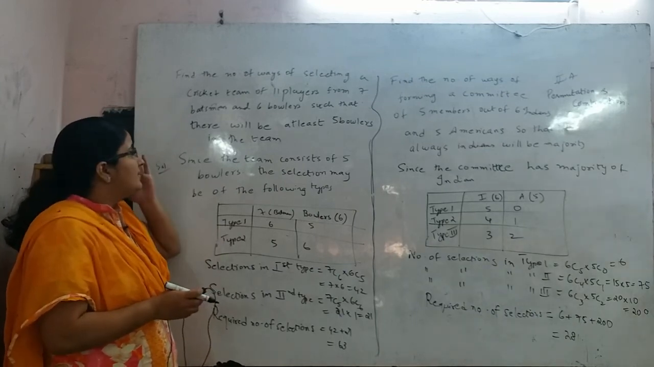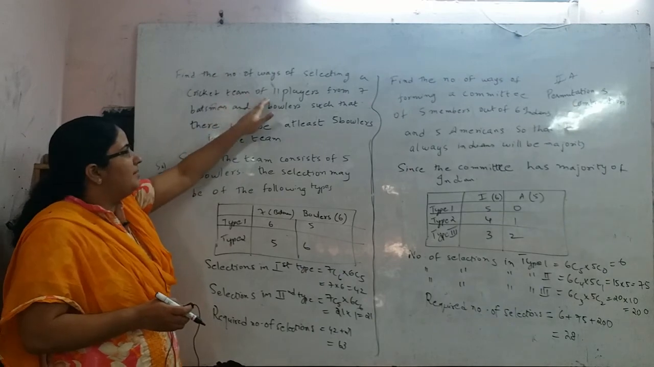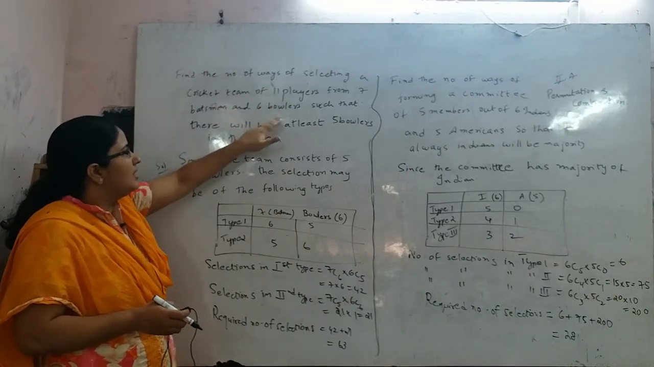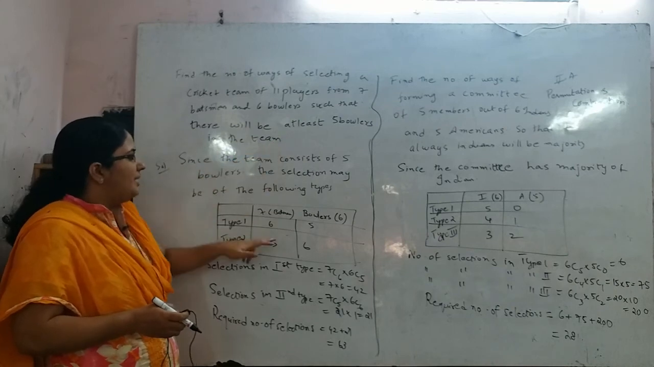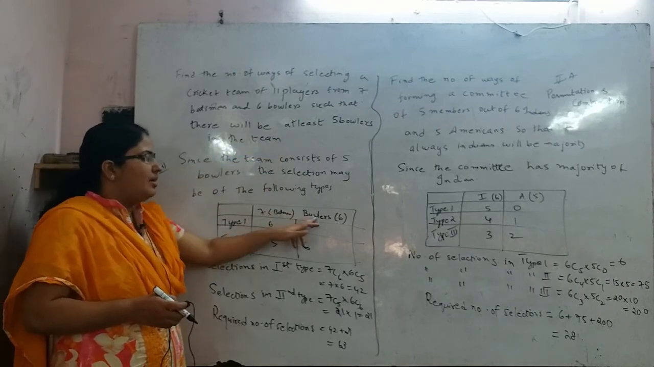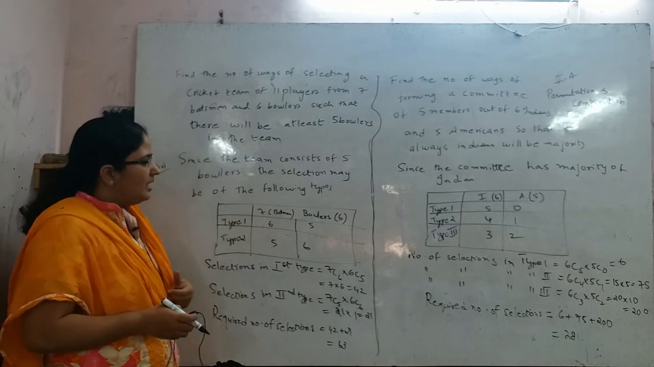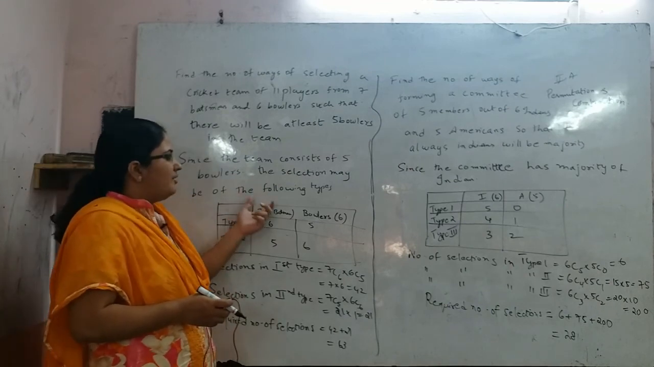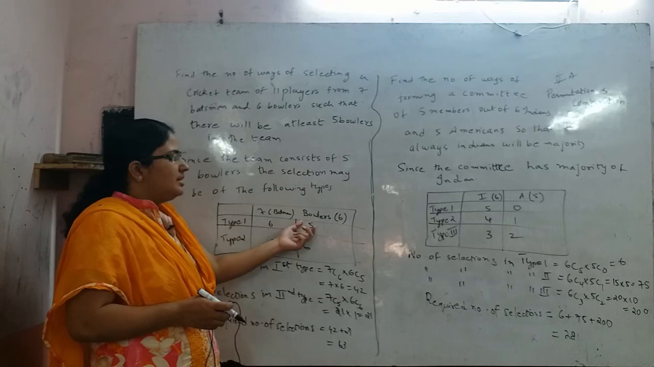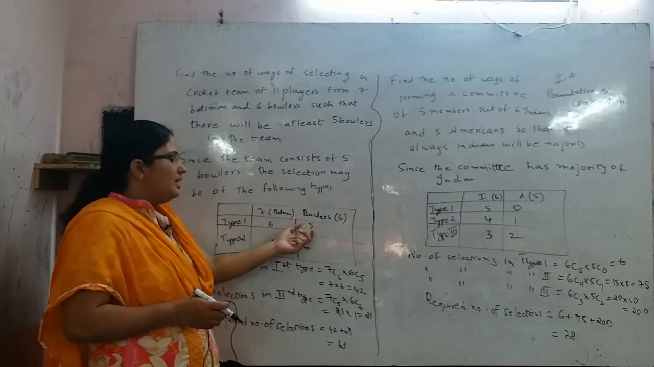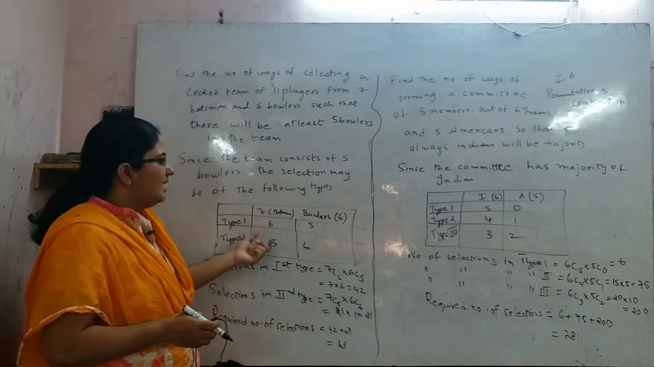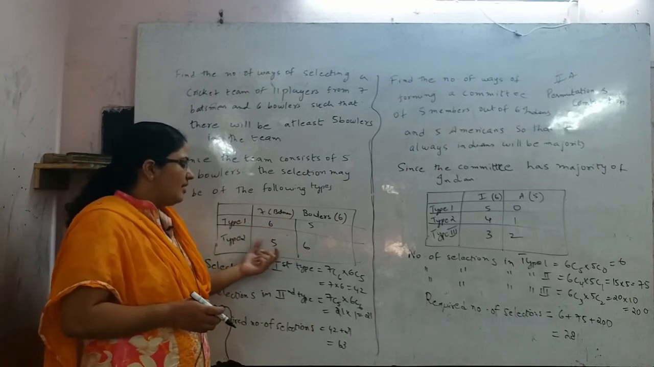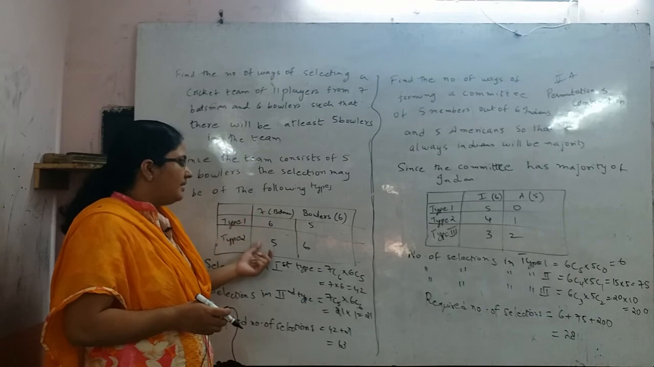Find the number of ways of selecting a cricket team of 11 players from 7 batsmen and 6 bowlers, such that there will be at least 5 bowlers in the team. So how many batsmen are there? 7. How many bowlers are there? 6. Here he says that you have to take a minimum of 5 bowlers and form an 11-member team. So in case you are taking 5 bowlers, then you have to take 6 batsmen. In case you are taking 6 bowlers, you have to take 5 batsmen from 7.